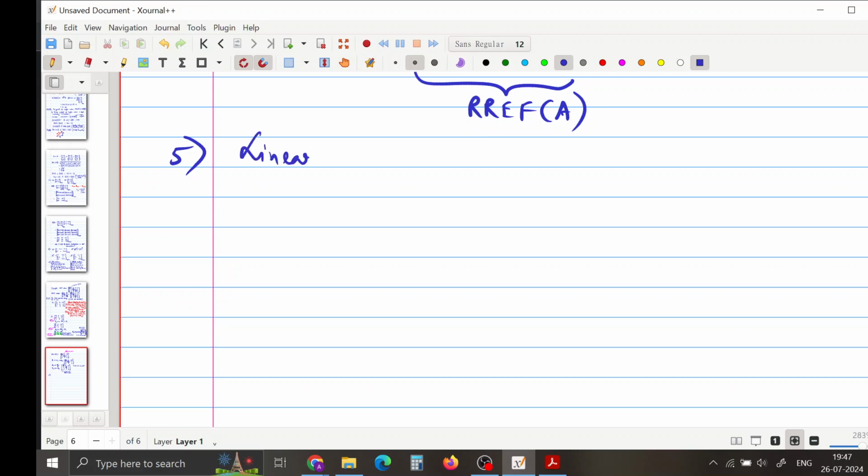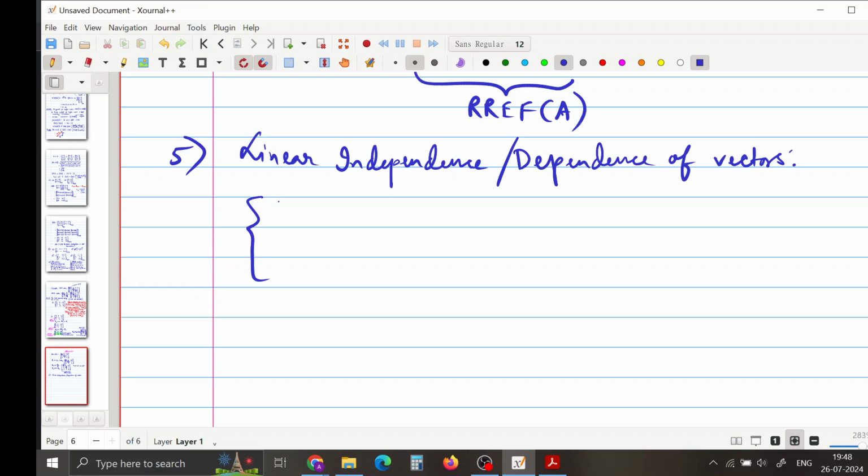So, linear independence or dependence of vectors. What we are given is a set of 3 vectors. First one is this, second one is this.